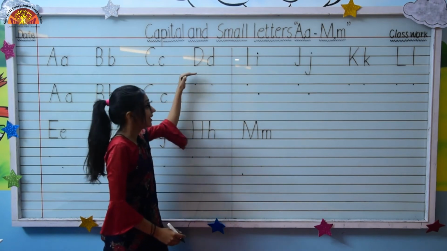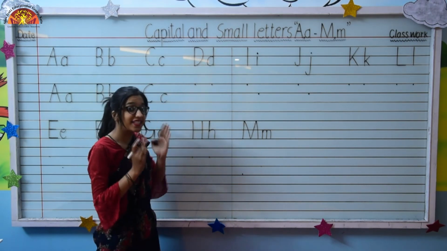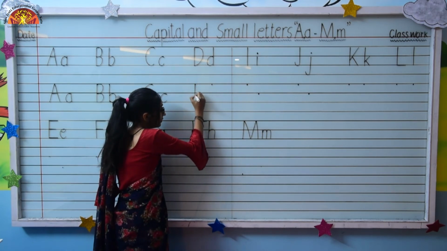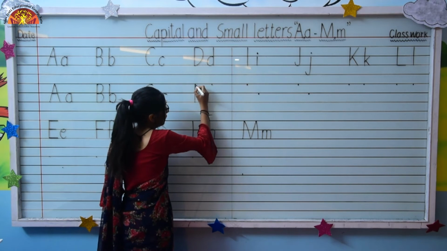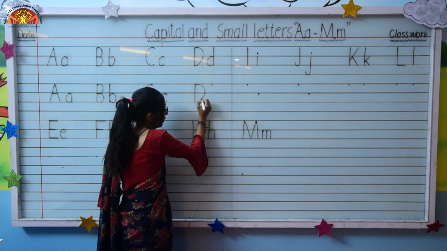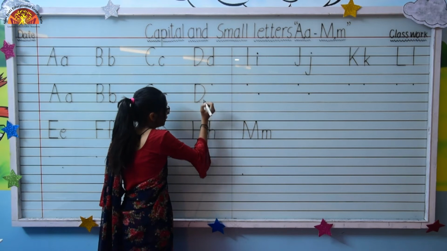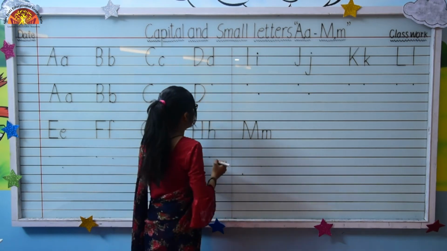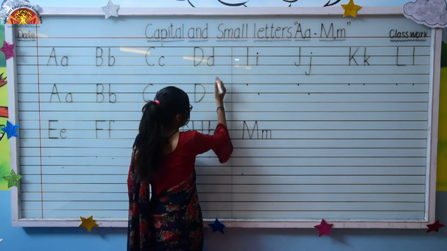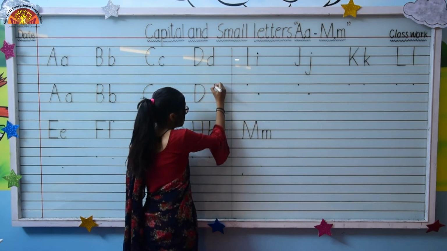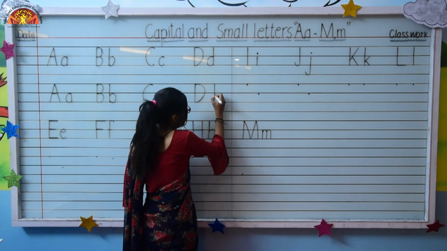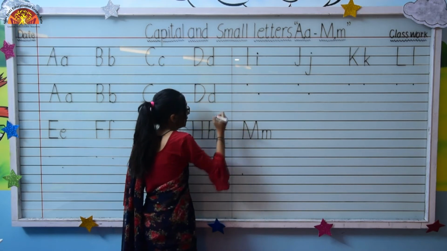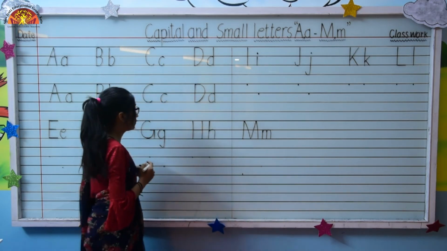Move to next. This is capital letter D. Let's make it. Standing line. Join one long curve. Like this. Standing line and you have to join one long curve. Now let's make small letter D. Standing line. Join one small curve. Like this. Okay, move to next.